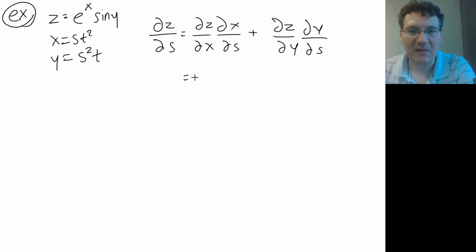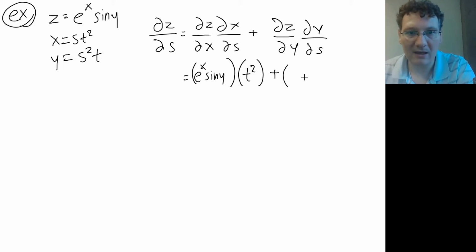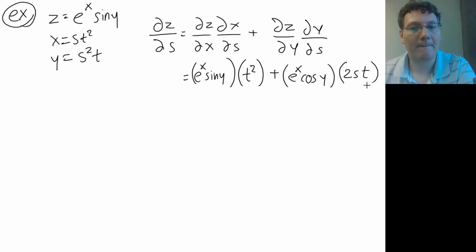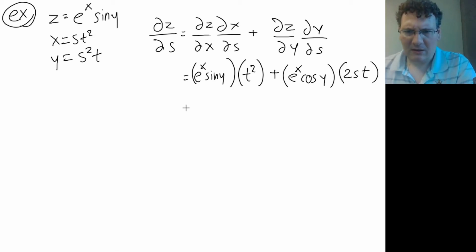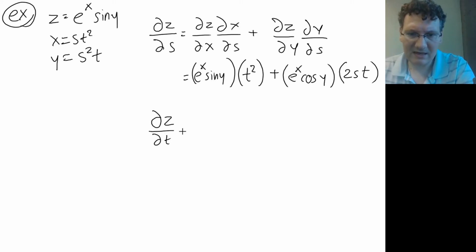So these are going to be, well, the derivative of e to the x is e to the x, so it's e to the x sine y times the derivative of x with respect to s, which is going to be t squared. Now the partial of z with respect to y is going to be e to the x cosine of y, and the partial of y with respect to s is going to be 2st. And I'm not so interested in cleaning that up any further. For this example, let's just get the partial of z with respect to t now.